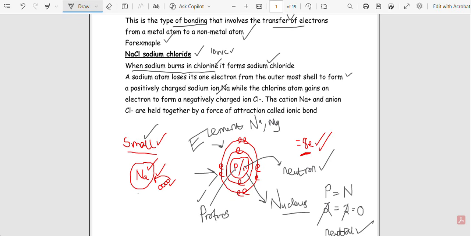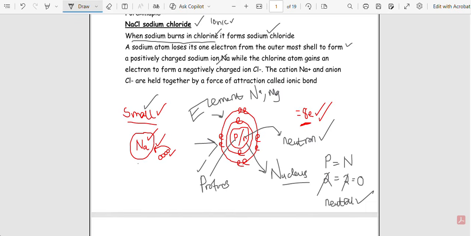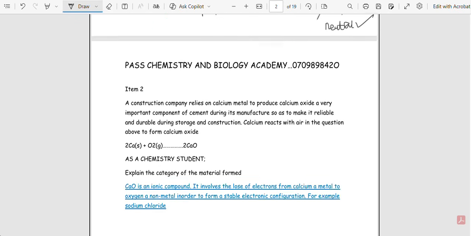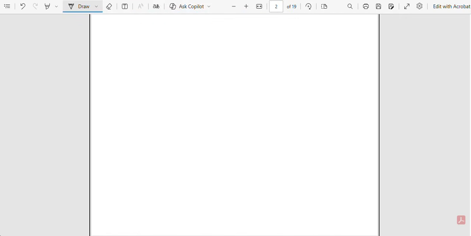A sodium atom loses its electron from the outermost shell to form a positively charged ion. Let me first start from there. Let me first solve that. I think let me write it down here. So the first step, they have told us a sodium atom loses its electron from the outermost shell. Okay, so what happens?